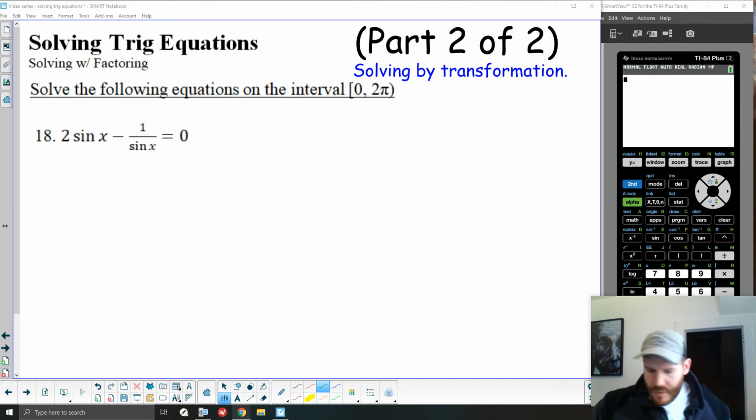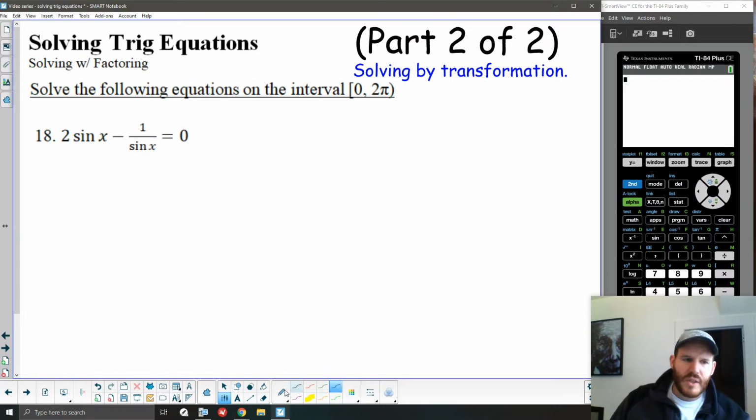Welcome back, everybody. We're going to look at part 2 of our video on solving trig equations by factoring. I'm going to start off with a situation where it doesn't really look like one where you might want to solve it by factoring. But if we do a basic transformation on this trig equation, I'm actually going to multiply both sides of this trig equation by the value sine x.